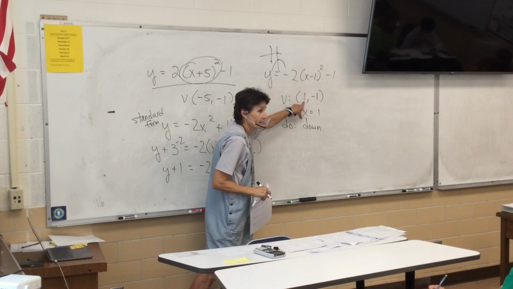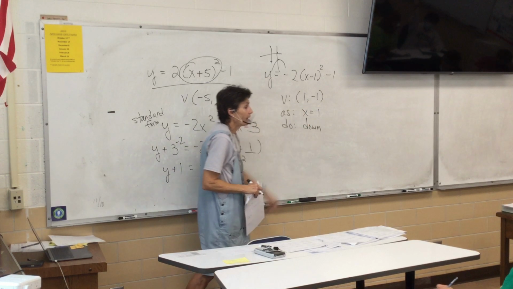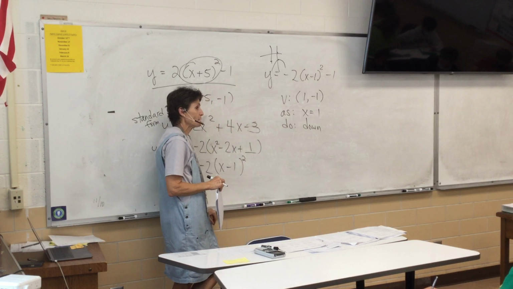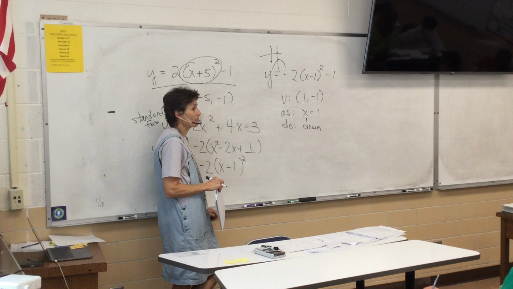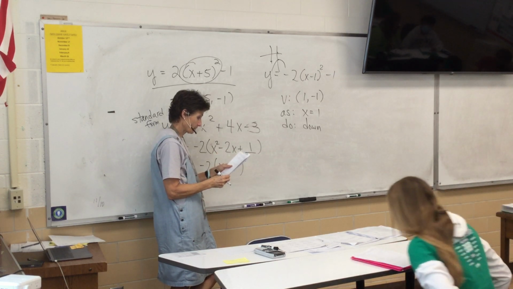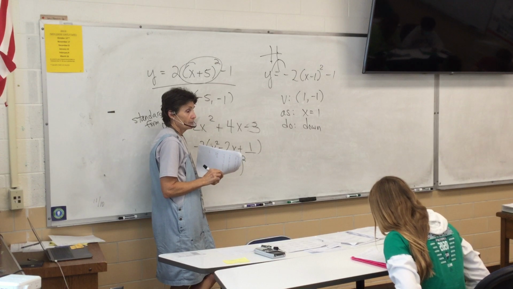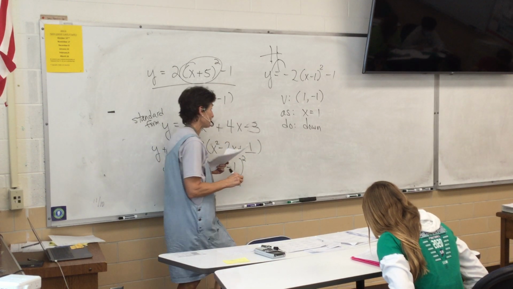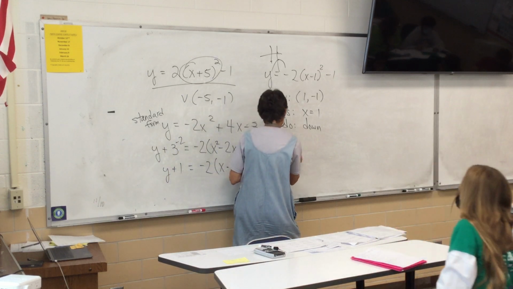x equals 1. Ollie? What does the D go? Direction of opening. Which way is it open? So it's either going to be up or down. Okay. Now, that was pretty easy to do arithmetically. Let's look at the next one.